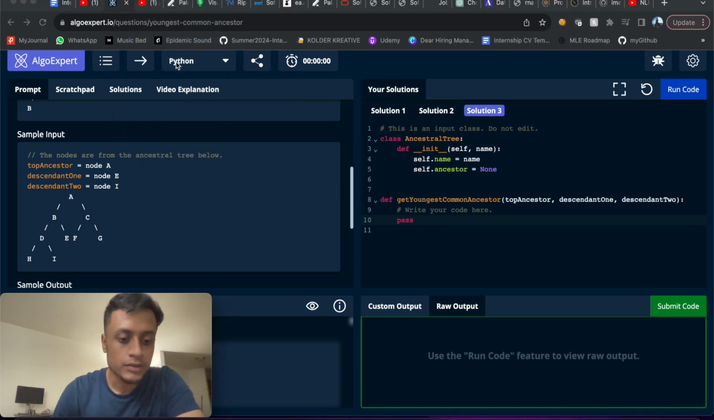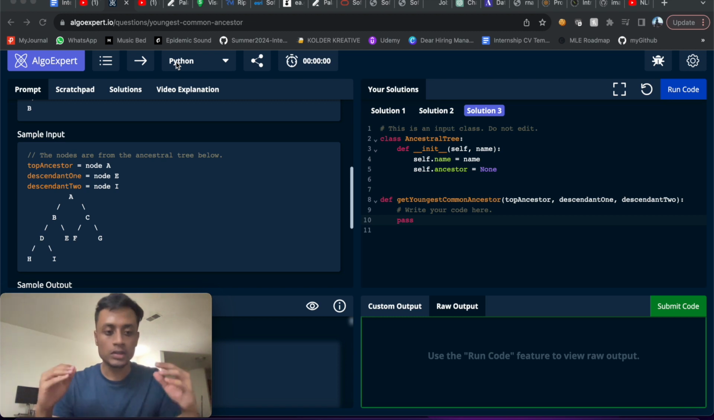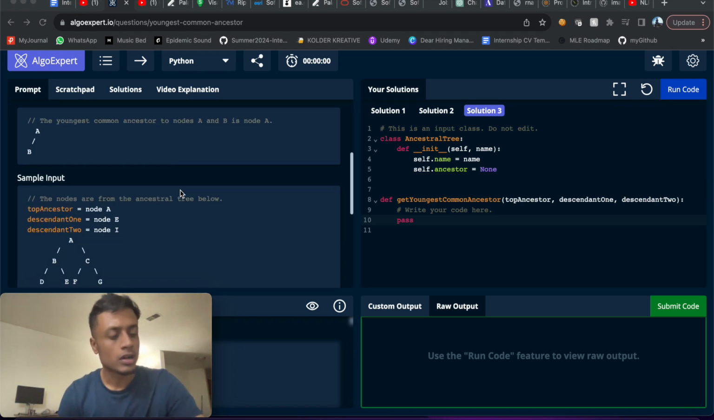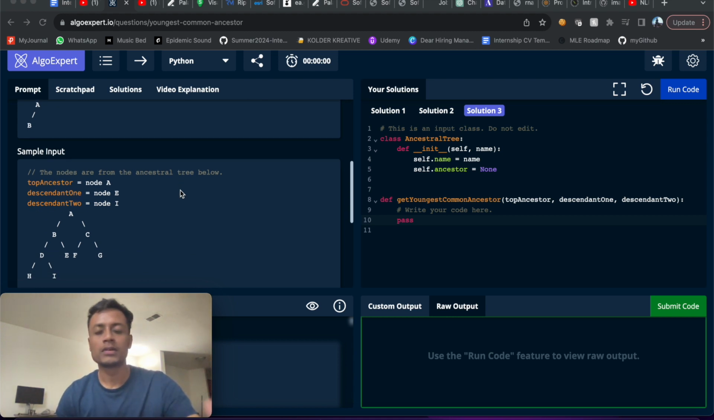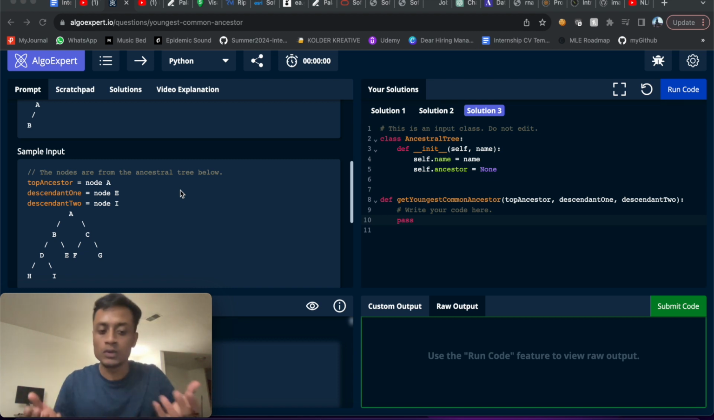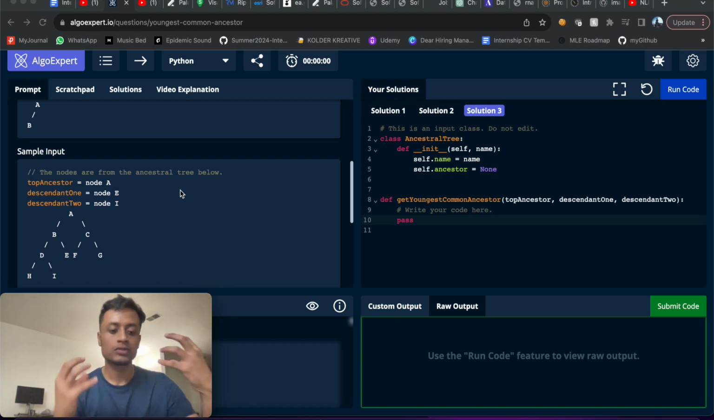Okay, so we have the top ancestor, we have the two descendants, and we're supposed to find which is the lowest common ancestor, or the youngest common ancestor, for both the nodes. So what can we do about this? We have the two nodes, but we don't know where those two nodes are.